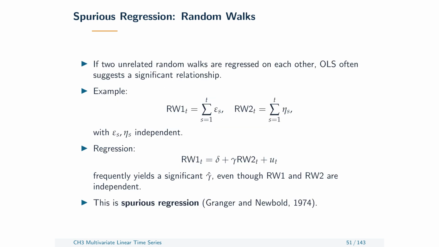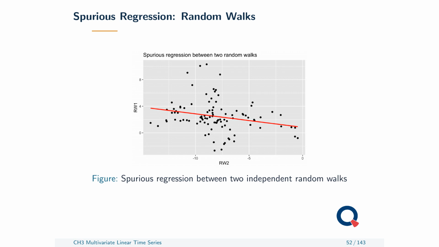Without cointegration, regression among unrelated random walks can look highly significant. Persistent stochastic trends generate a high R squared and large conventional t statistics, even when innovations are independent.